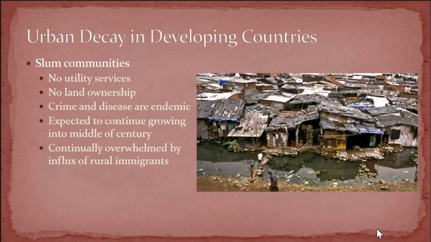Okay, so urban decay in developing countries. What we're talking about here are slum communities, and we're going to spend some more time talking about this in class. But a slum is defined by having no utilities, and nobody who lives there owns the land. Crime and disease are endemic to these areas. It's a huge problem. Unfortunately, they are expected to grow into the middle of the century, and they're usually populated by rural immigrants, and that's going to continue to be an issue as we continue to have this shift from agriculture to urban. I mean, remember when we were talking about agriculture, we're talking about people moving into the cities, okay?